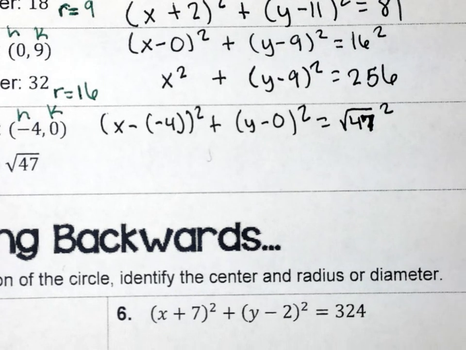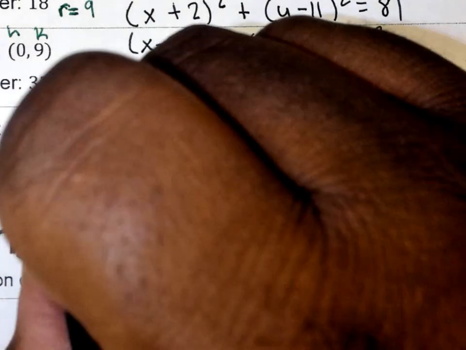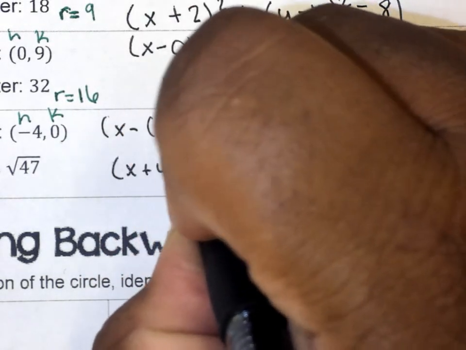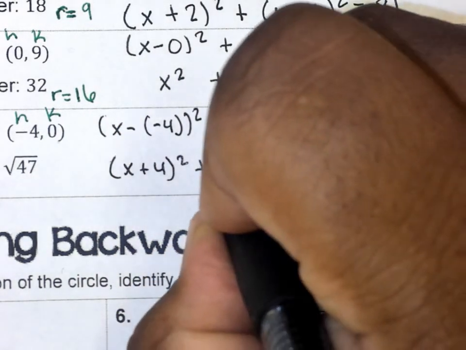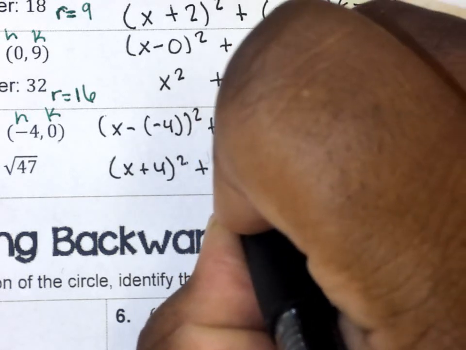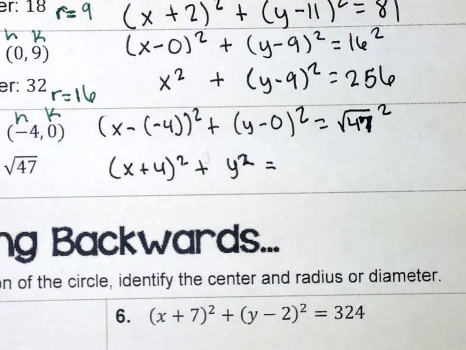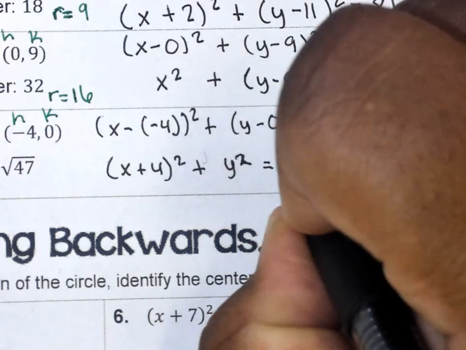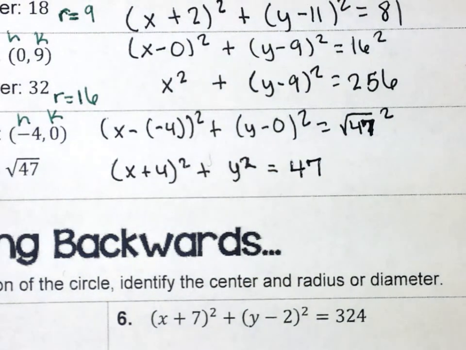Alright, let me slide over so y'all can see all that. Cleaning it up: (x plus 4) squared plus y squared equals, and then what's square root of 47 squared? Nope. Wrong. Who said it? 47. Thank you, sir. So our r squared in this case will be 47, which makes sense.